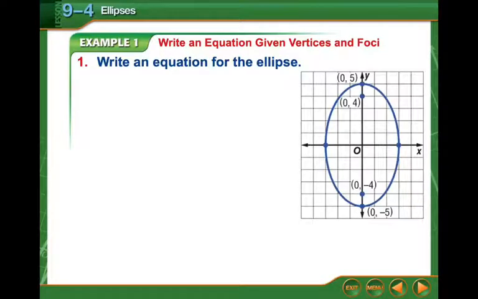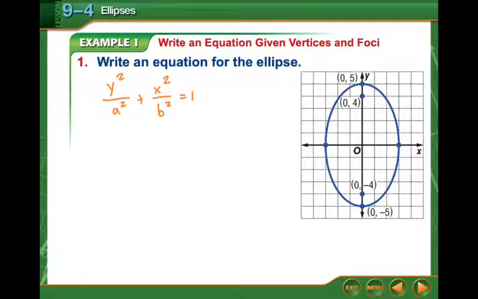So this first one, we were just given an image of the ellipse, and we want to go ahead and come up with the equation for it. So the basic form of this, again, this one is vertical because you can see that it is longer going up and down than it is going left and right. So it is switched up a little bit. The y squared is going to go first over a squared plus x squared over b squared. And these are always equal to 1.